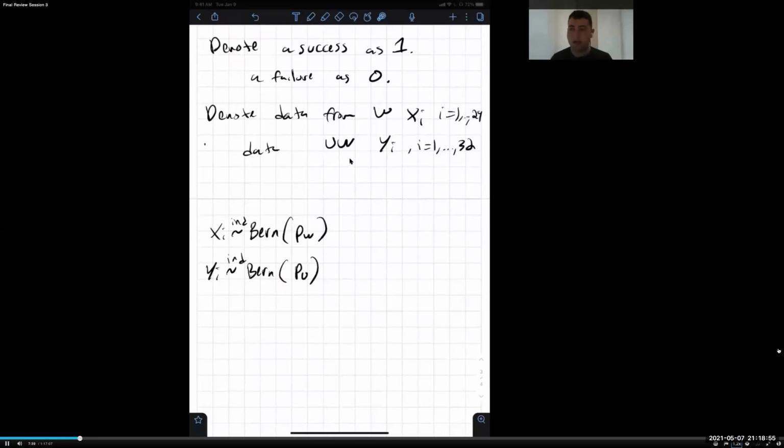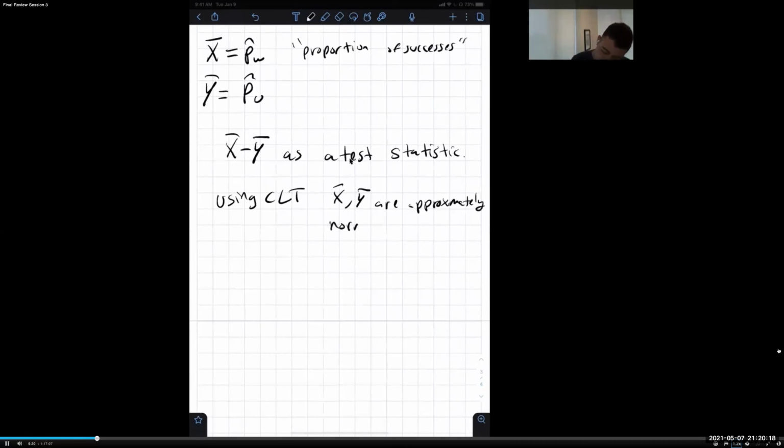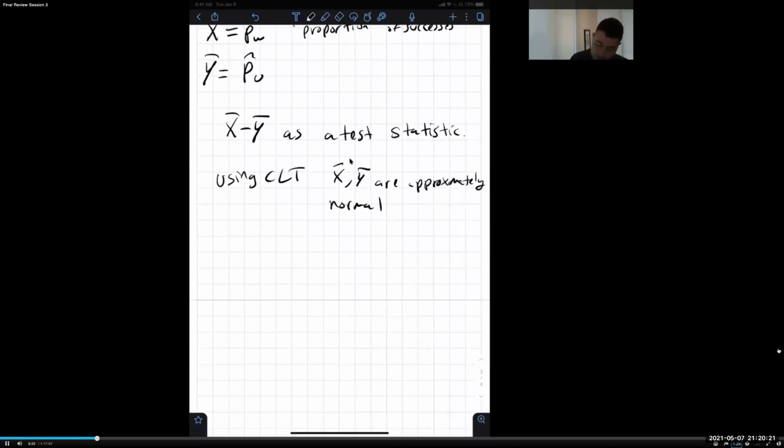Now, we have a fair amount of data, like 29 and 32, which I think is decently sized. So we're going to essentially use the CLT. We know that x bar and y bar are approximately normal, and they're independent from each other. So this implies that x bar minus y bar will also be normal because it's a linear combination of two independent normal random variables. And so all we have to do is compute their mean and the variance.